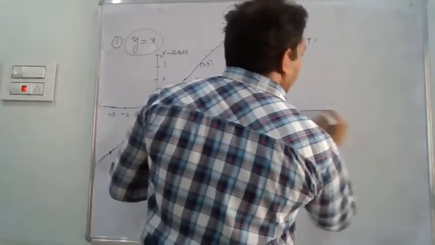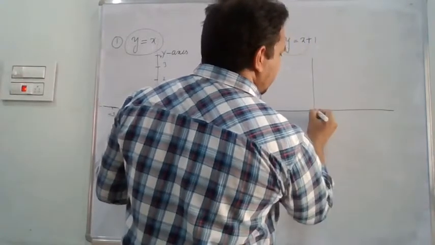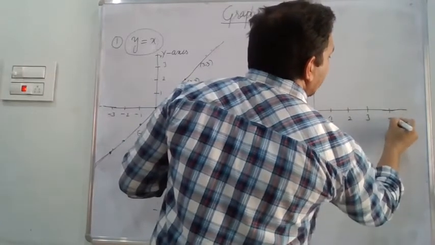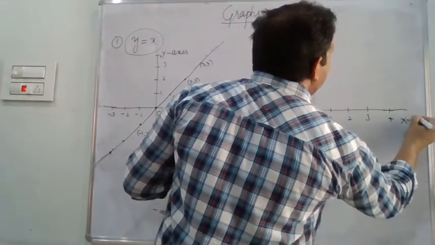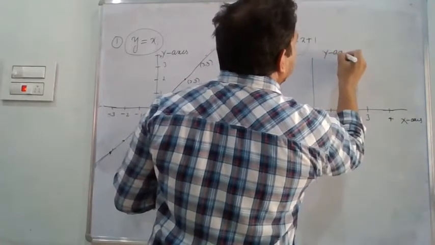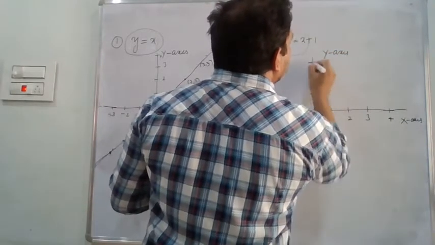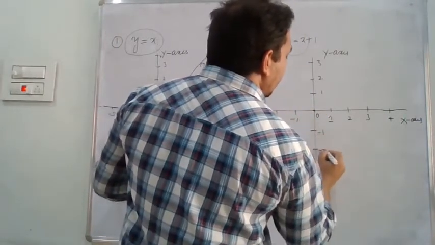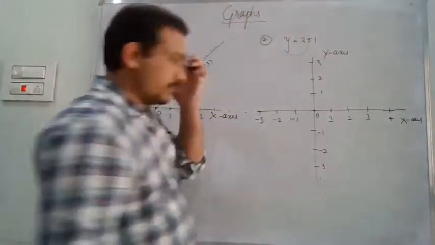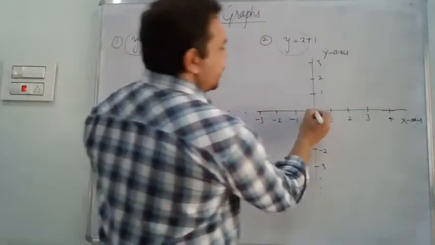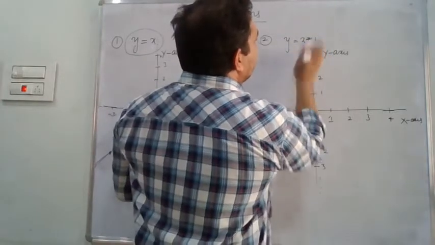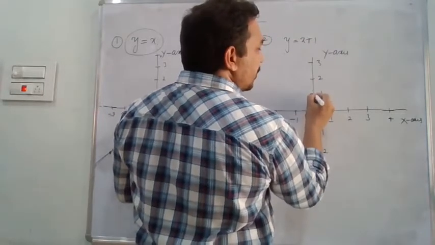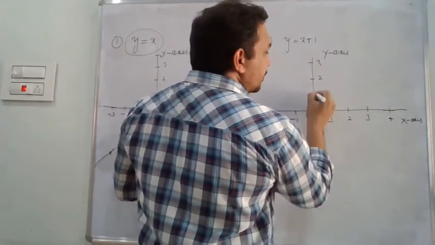Here also I will draw x-axis, y-axis, 0, 1, 2, 3, 4. This is x-axis. Same y-axis, 1, 2, 3, minus 1, minus 2, minus 3, and so on. Now substitute x equal to 0 in this. If x is 0, then what is y value? 0 plus 1 is 1. So if x is 0, y value is 1. So the point is 0 comma 1.